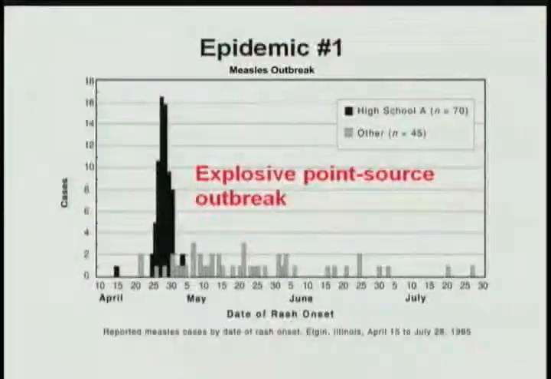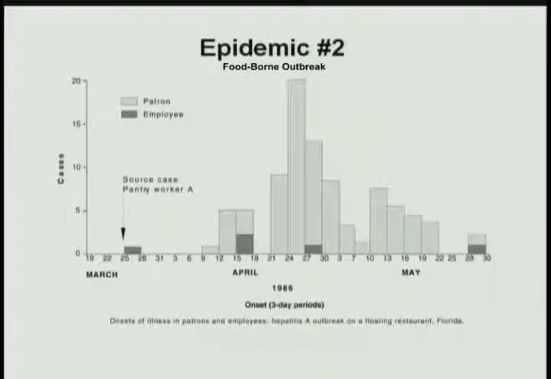Please notice, looking at this graph on your exam, you should be able to reason backwards and say, because of this pattern, this is likely a single source at a single point of time. Keeping that pattern in mind, let's go on to look at the second epidemic curve. Here, as you read the title, you see we have a foodborne outbreak. The fine-grained details tell you it's a hepatitis A outbreak at a floating restaurant in Florida. Got to watch where you eat when you go to Florida.